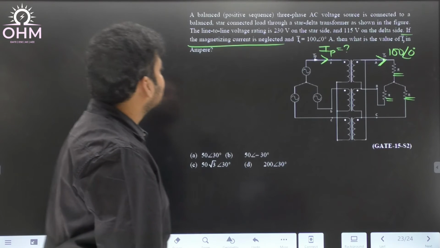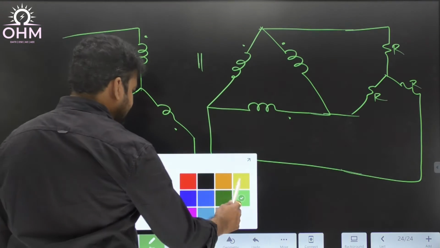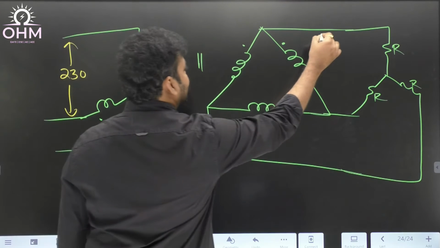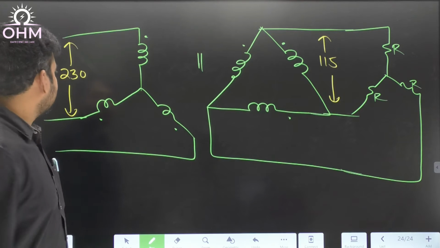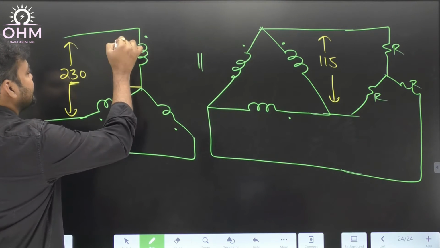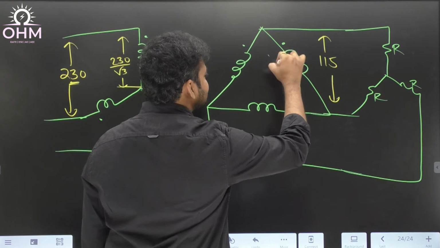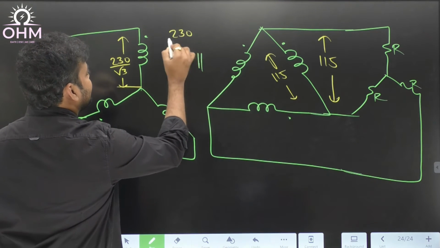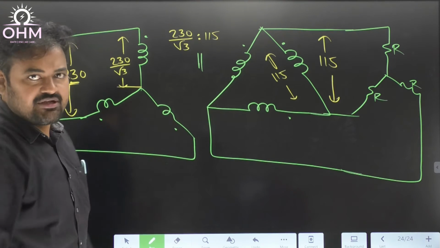Now coming to the voltages, primary side line voltage 230, secondary side line voltage 115. That means what will be the turns ratio of the transformer? You see, primary side line voltage 230, therefore phase voltage will be 230 by root 3. Secondary side line voltage 115, so phase voltage is also 115. That means the turns ratio is 230 by root 3 is to 115. That means 2 is to root 3 indirectly.